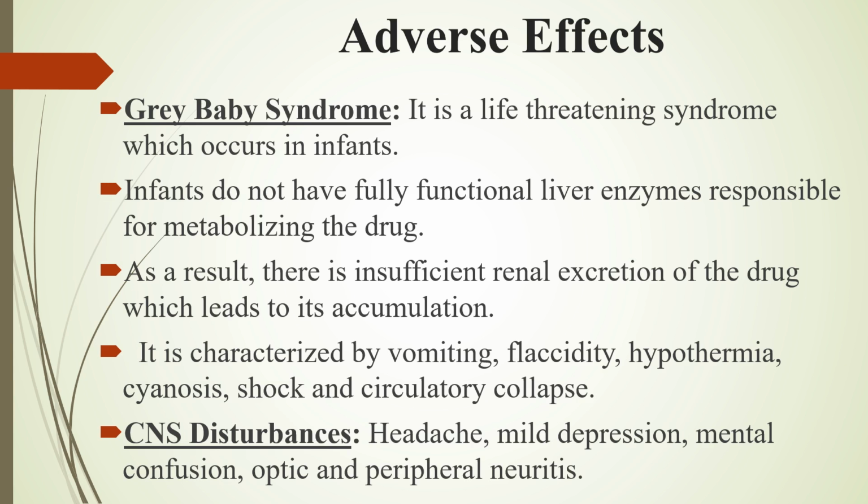flaccidity, which is basically a type of paralysis in which muscles become soft. It may lead to hypothermia, very dangerously low body temperature, when the body loses heat faster than it can produce heat. This gray baby syndrome may be characterized basically by cyanosis. Cyanosis is the bluish coloration of the skin because of the shortage of oxygen in the blood. It may lead to shock, low blood flow, a life-threatening condition that occurs when there is not enough blood flow, and circulatory collapse.